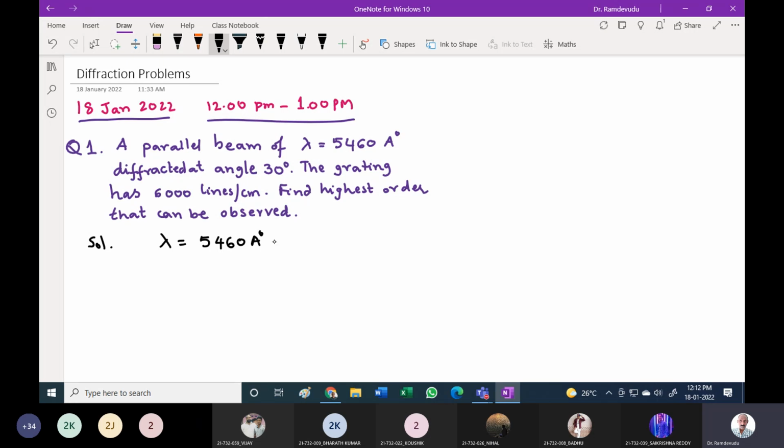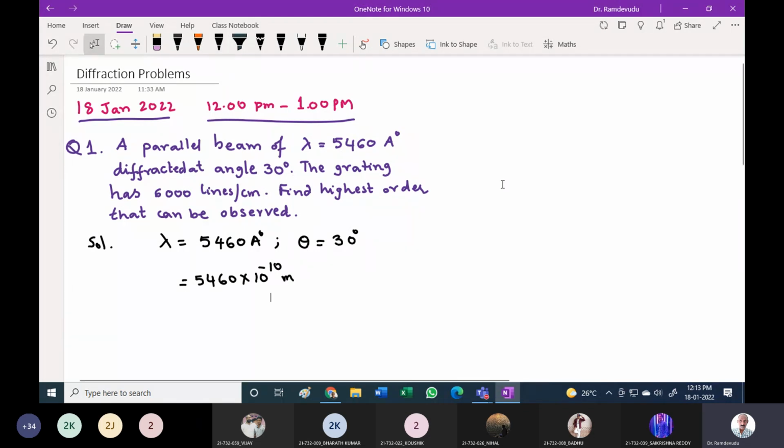Angle of diffraction. Angle of diffraction means theta, they have given. Theta is equal to how much they have given? 30 degrees. Okay. So I will write lambda is equal to 5460 Armstrongs. I'm converting it to meters as 10 to the power minus 10 meters.